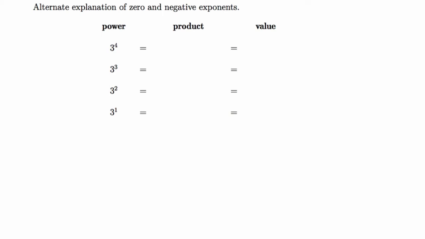There are many different ways that the exponent rules can be explained, derived, or shown. Another way to investigate where zero exponents and negative exponents come from is to look for a pattern in what happens when we raise 3 to different powers.